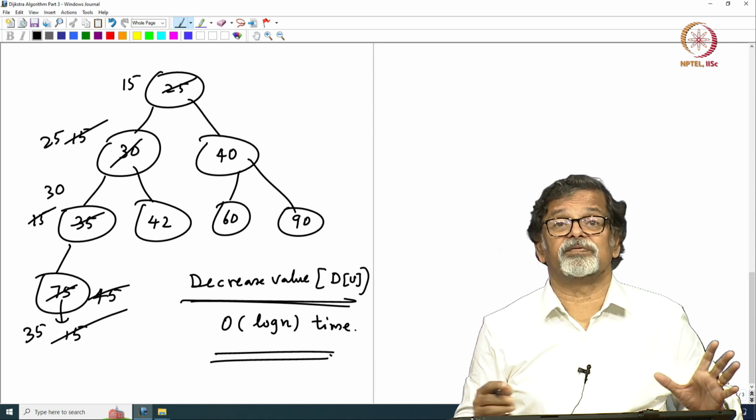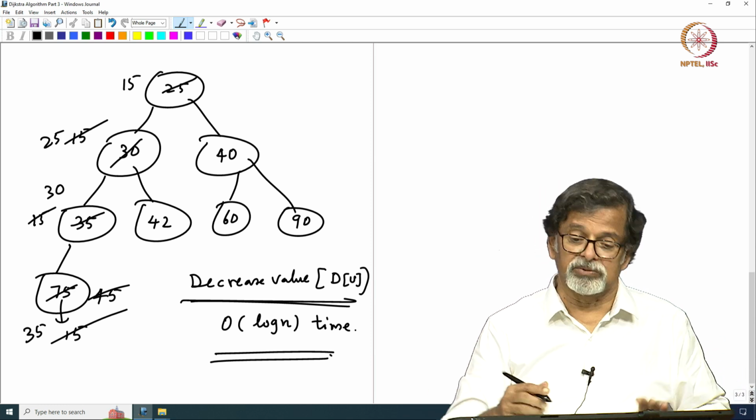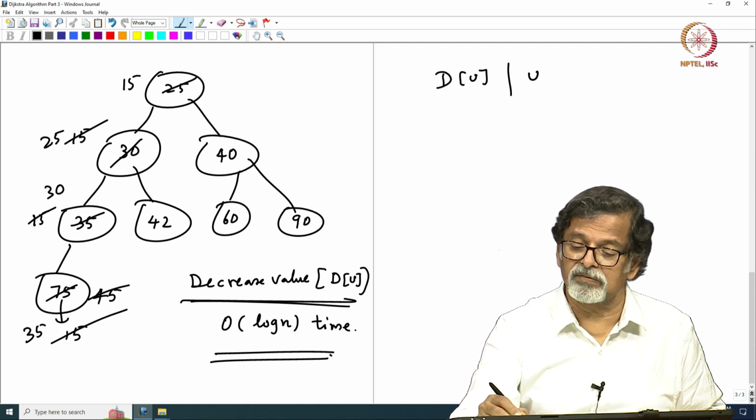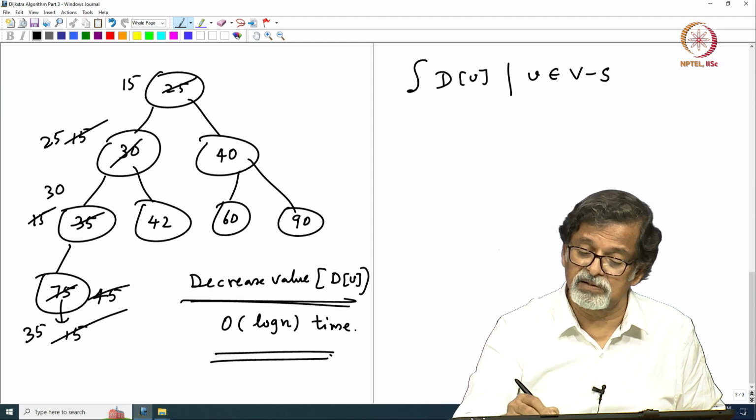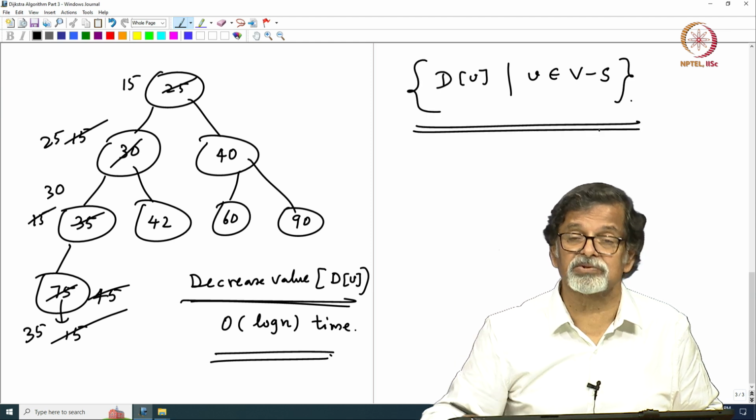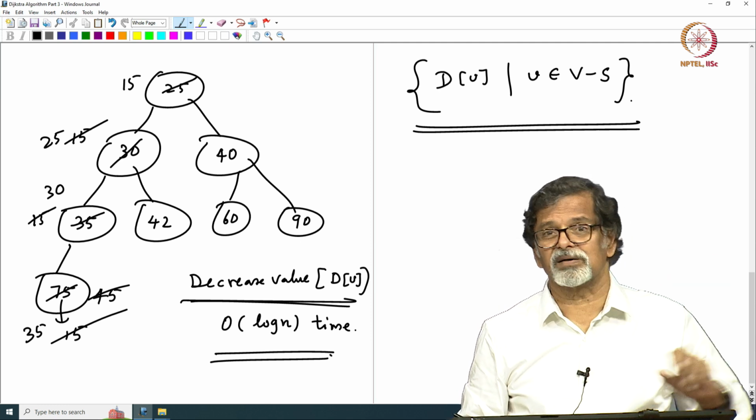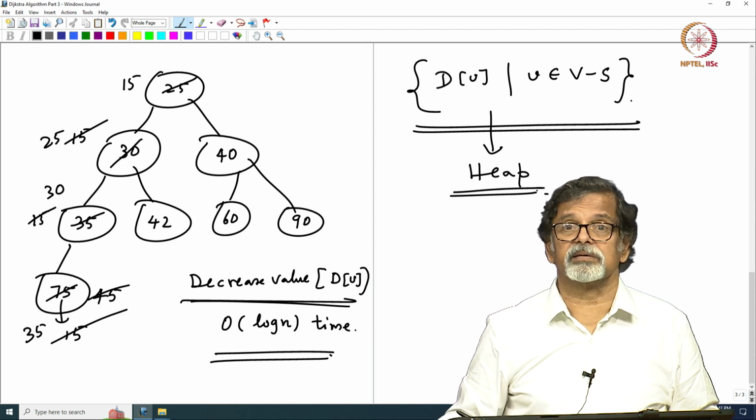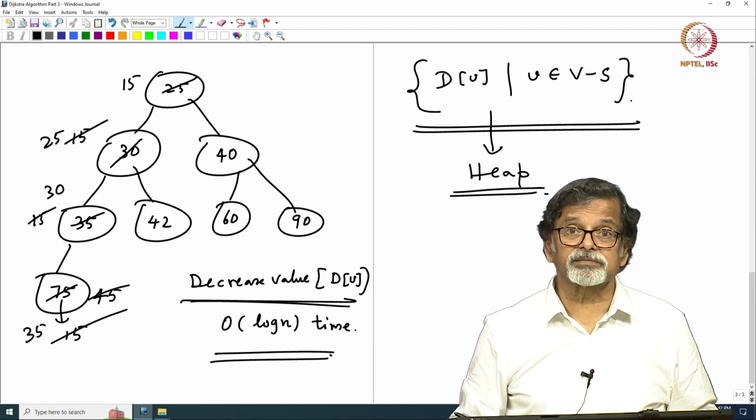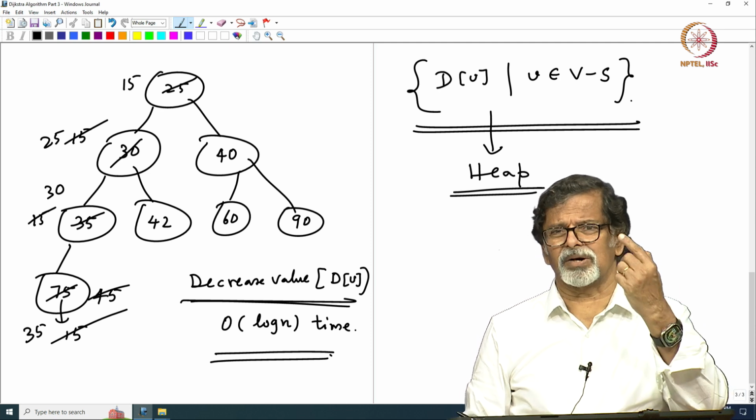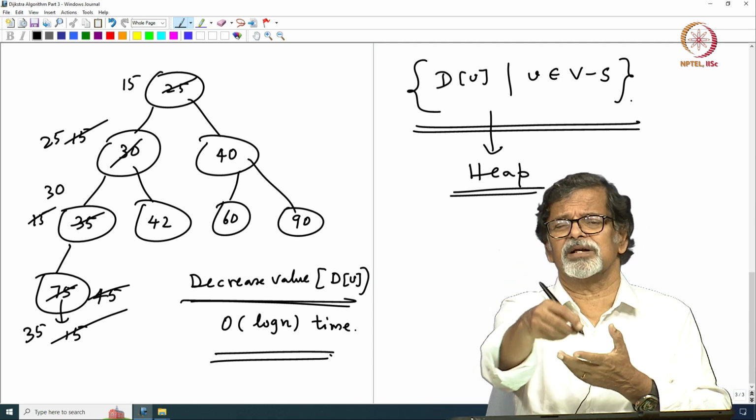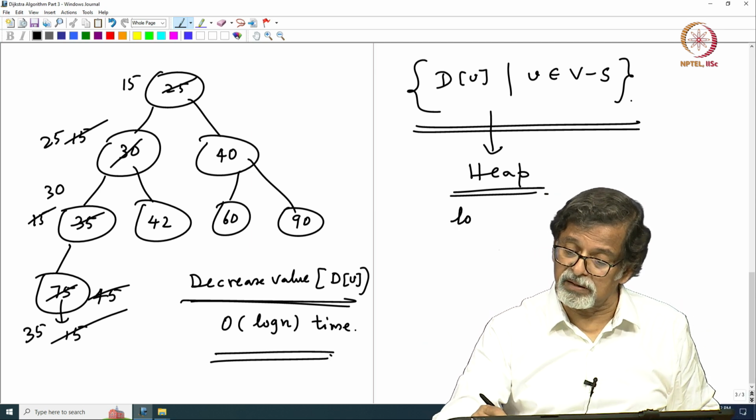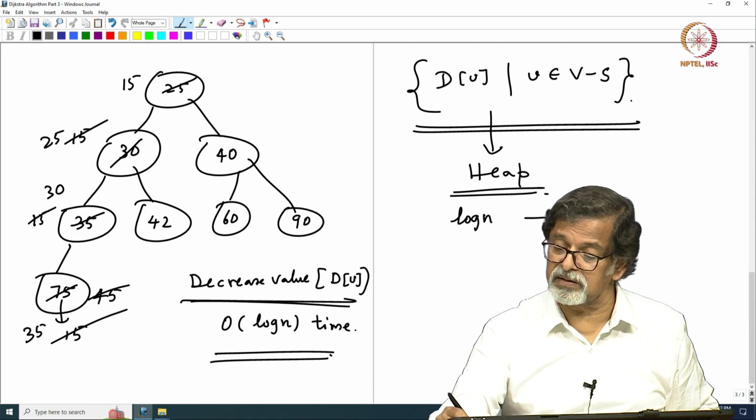Therefore, if I decide to maintain the values, what are the values I have to maintain? D of V for V belonging to V minus S. If I want to maintain these values in an array, it has certain complexity. If I maintain them in a heap, okay, finding the min you can do in one step. It is there in the root of the heap. Delete min, because you have to move it off, that is going to take log n. This is for delete.